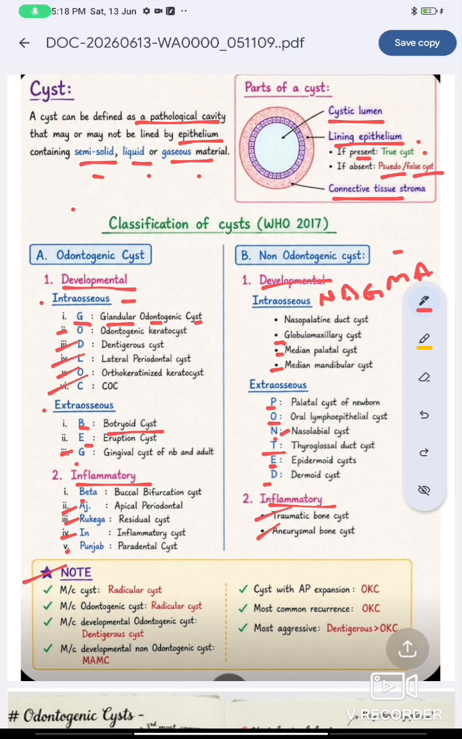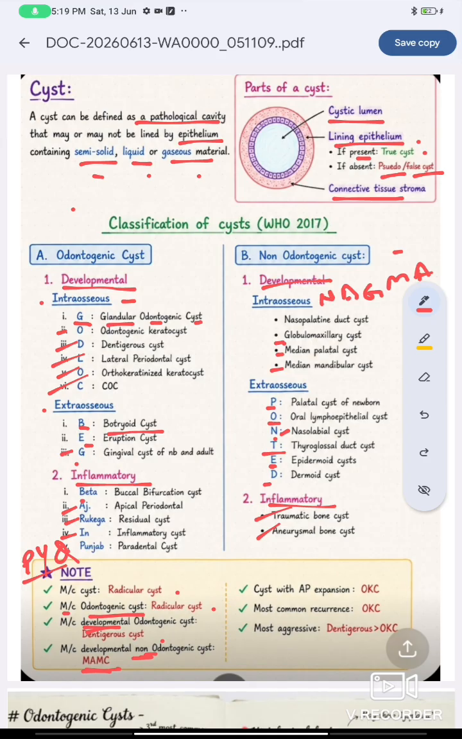Now, note for all of you, which is a very important PYQ if you are preparing for NEET MDS. Most common cyst of the oral cavity is the radicular cyst. Most common odontogenic cyst is again the radicular cyst. Most common inflammatory cyst is again the radicular cyst. Most common developmental odontogenic cyst, it is the dentigerous cyst. Most common developmental non-odontogenic cyst is MAMC, which is median anterior maxillary cyst or the nasopalatine duct cyst.